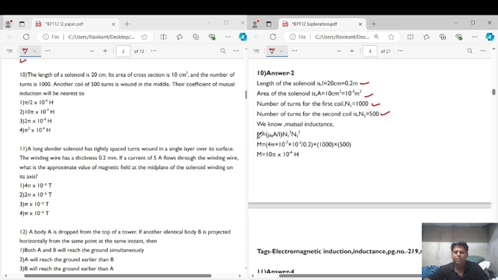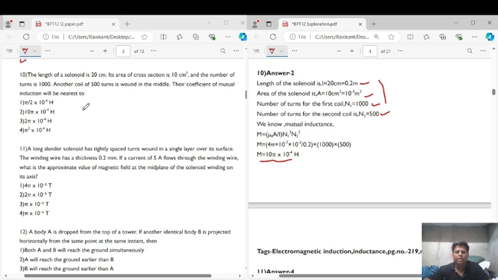Mutual induction is given by the formula M is equal to mu naught A upon l into N1 square into N2 square. Putting all the values which are provided in the question and solving it, we finally get that the mutual induction is equal to 10 pi into 10 to the power of minus 4 Henry.